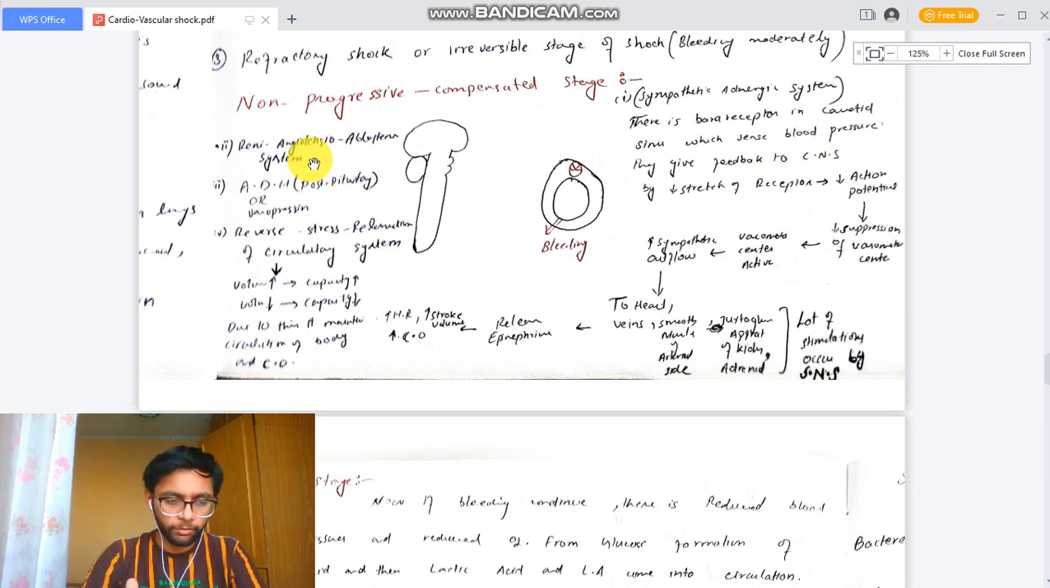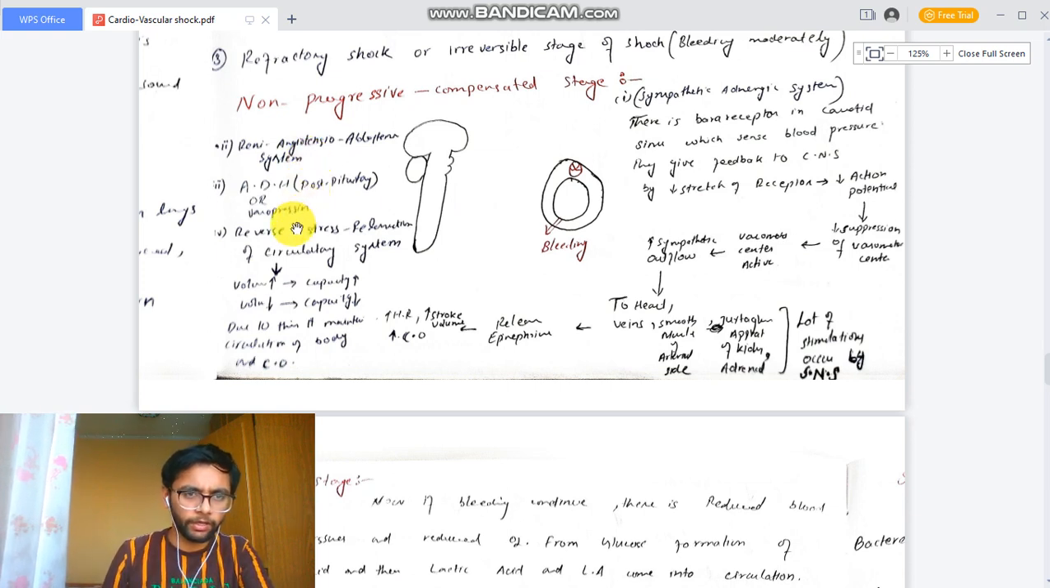Antidiuretic hormone is released from the posterior pituitary gland. It is synthesized in the hypothalamus, stored in the posterior pituitary gland, and released from the posterior pituitary gland, and causes absorption of more and more water. It is ADH, antidiuretic hormone, or vasopressin.